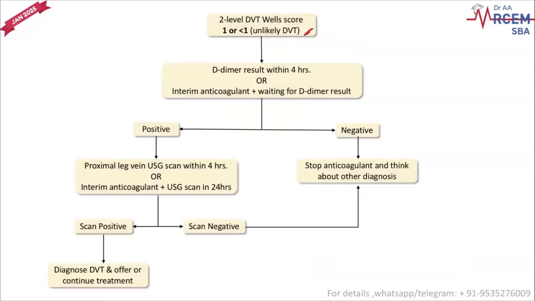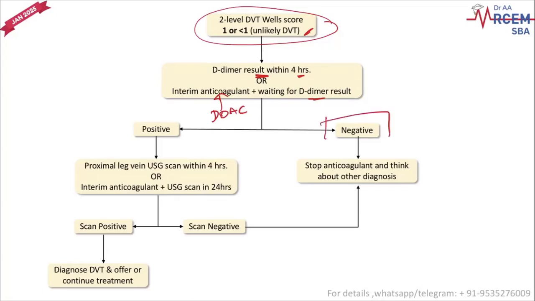Coming to when the DVT is unlikely. So the score is 1 or 0, -1 or -2. If that score is there, what you'll be doing? Get a D-dimer done within 4 hours. For some reason, if you're not able to get the D-dimer done within 4 hours, then you will start the anticoagulants. The preferred one is direct oral anticoagulants, and wait for the D-dimer results.